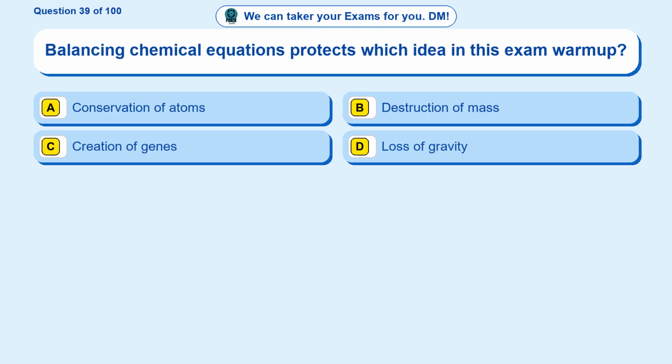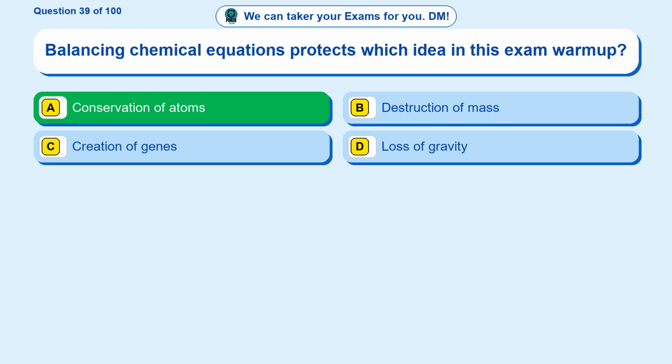Question 39. Balancing chemical equations protects which idea in this exam warm-up? Option A, conservation of atoms. Option B, destruction of mass. Option C, creation of genes. Option D, loss of gravity. The correct answer is option A.